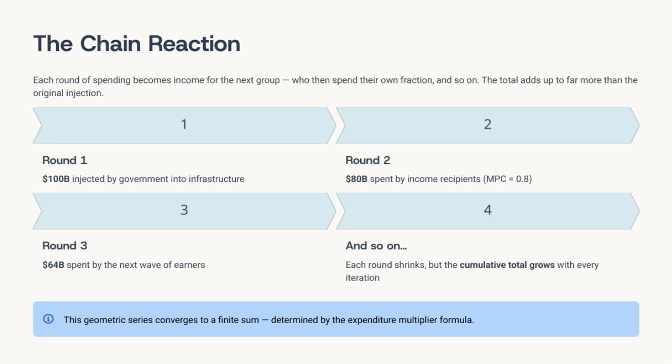This chain reaction demonstrates how initial spending can trigger a ripple effect, leading to a multiplied economic impact that's much greater than the initial injection. It's a fundamental concept in understanding fiscal policy and economic growth.